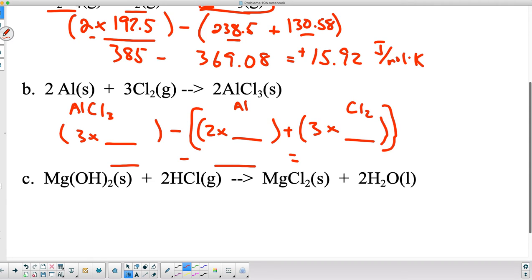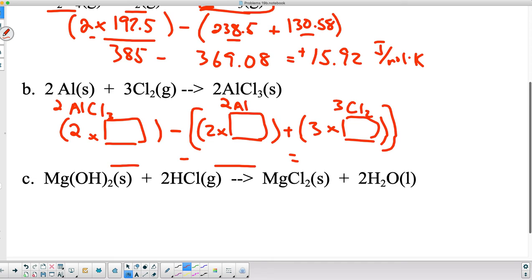Ooh, that's not a 2, that's a 3. I'm sorry, I don't mean to confuse you. This would be a 2 times this, because there is a 2 in front of the AlCl3. There's a 2 in front of the Al, and there's a 3 in front of the Cl2. So I made a mistake there, so go back and change that. So now the coefficients look correct, and then the values, you get from Appendix C, and you put them in here, here, and here, and then just do the math.